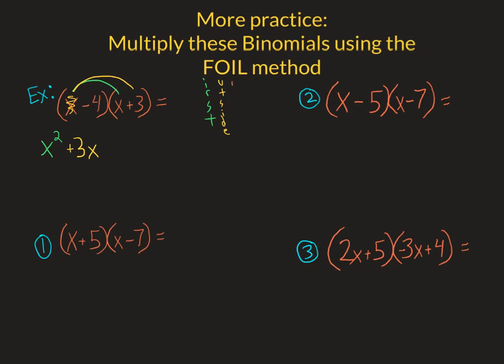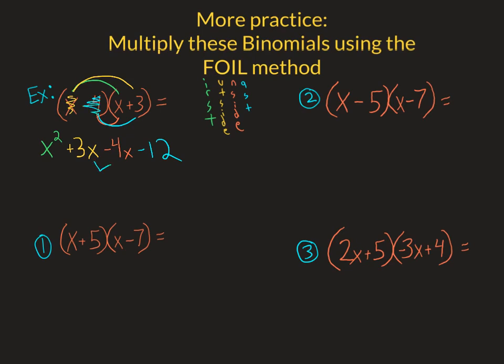Now I've got I for inside. Hopefully this is totally review for you guys. Inside right here. Negative 4 times the x is a negative 4x. And we've got L for last. Right there, negative 4 times 3, negative 12. And notice at this point he's also been double distributed. He's done, so everything has been multiplied with everything.